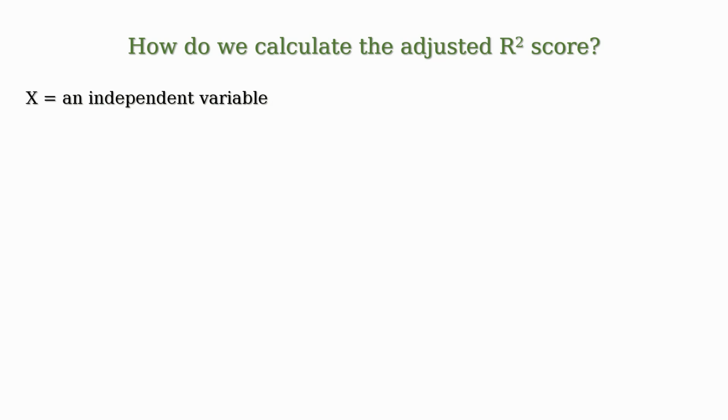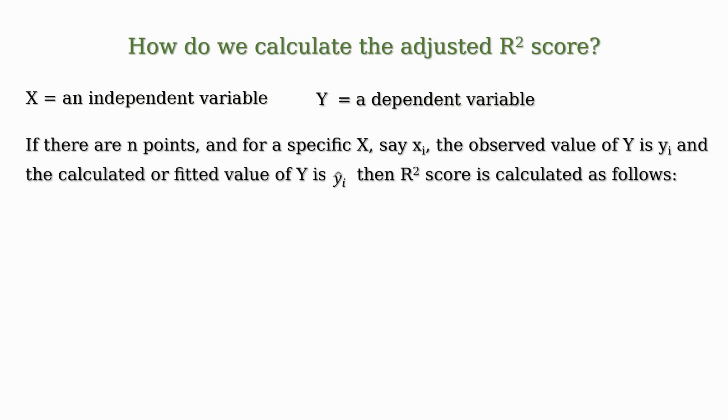Let's say x is an independent variable and y is a dependent variable. In our previous video, we discussed that if there are n data points and for a specific x, say xi, the observed value of y is yi and the calculated or fitted value of y is yi hat, then R-square score is calculated as follows. R square is equal to 1 minus SSE by TSS.